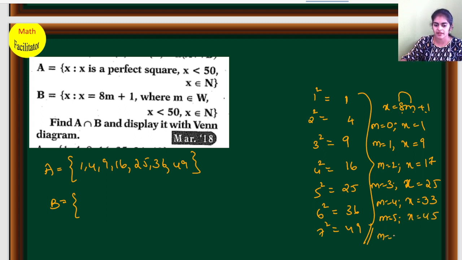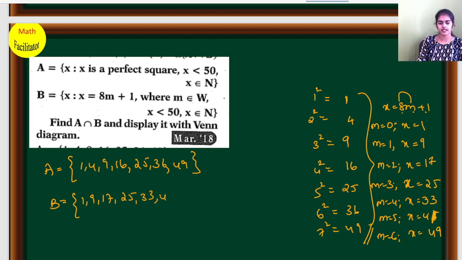So you cannot take m as 6. If you are taking m as 6, 8 6 is a 48 plus 1. So this 40 plus 1 is 41 here. Now this is 48 plus 1, 49 you will get. Okay. So the elements are 1, 9, 17, 25, 33, 41 and 49. You will stop it here.